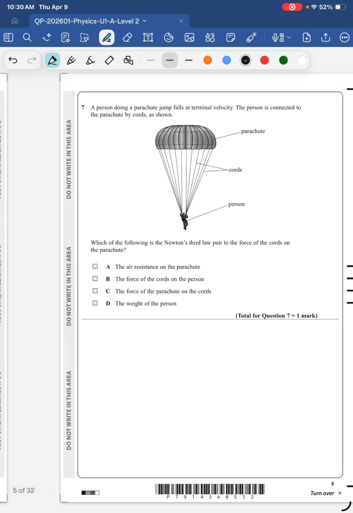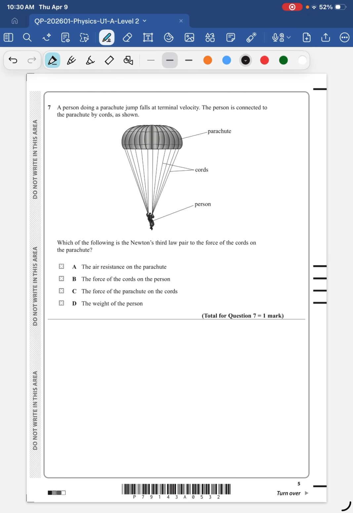So this was question 6. Moving on to question 7. A person doing a parachute jump falls at terminal velocity. The person is connected to the parachute by cords as shown. Which of the following is the Newton's third law pair to the force of the cords on the parachute? So the cords constitute the first body, and the parachute is the second body. Option A says the air resistance on the parachute. That cannot be it because air resistance is a different type of force. So that's totally wrong.